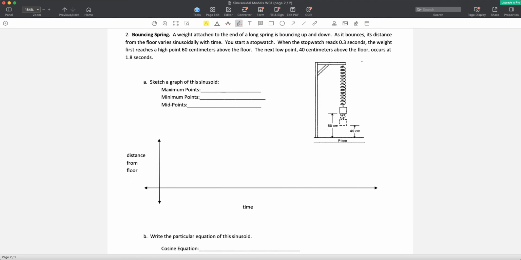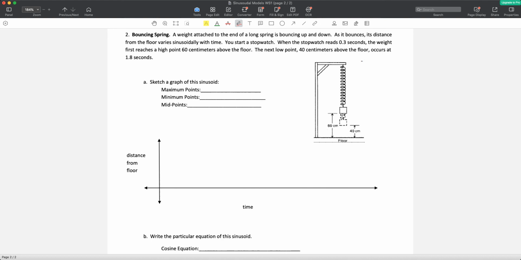It's a spring. So we have a spring bouncing up and down. So it's going to keep going up and down and up and down. So it's going to have that same sine or cosine pattern. It says a weight attached to the end of a long spring is bouncing up and down. As it bounces, its distance from the floor varies sinusoidally with time. You start a stopwatch. When the stopwatch reads 0.3 seconds, the weight reaches the high point of 60 centimeters above the floor. The next low point, 40 centimeters above the floor, occurs at 1.8 seconds.